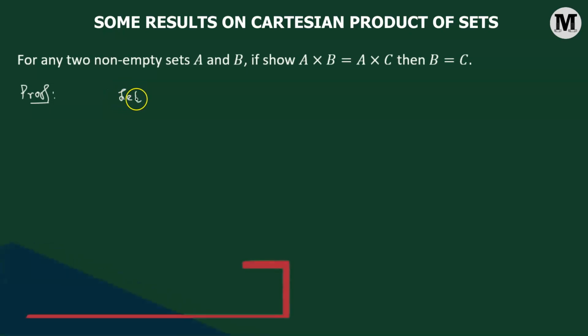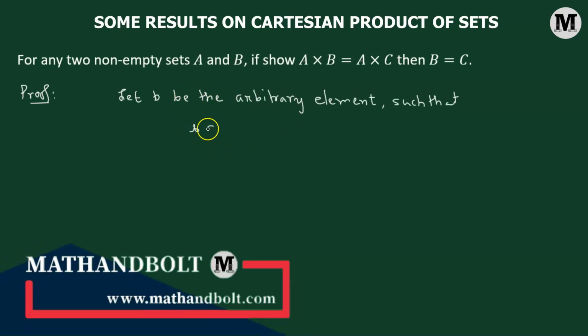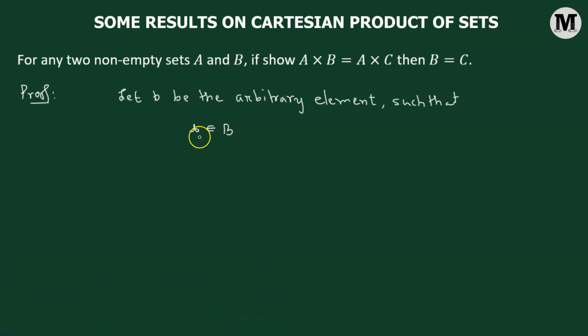So let that arbitrary element be denoted by b. So let b be the arbitrary element. Here we'll suppose that b belongs to the set B. The reason why we're choosing only b here is our strategy: since we need to show that the set B equals the set C, we will be showing that B is a subset of the set C as well as C being a subset of the set B. First we will start by proving that B is a subset of the set C. That's why we're considering an element b which is a member of the set B. That is the strategy that we're using here.